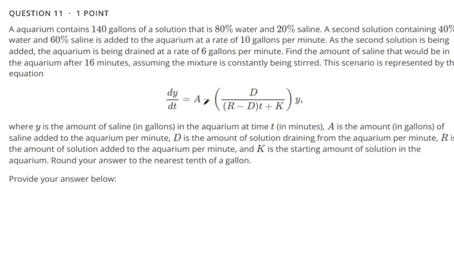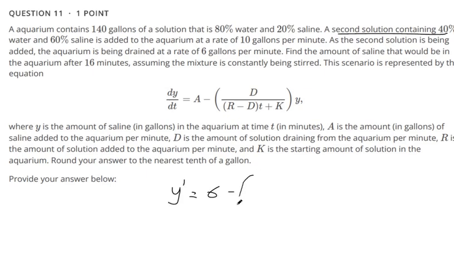Okay, so we have this differential equation, a bunch of different letters that we can quickly solve for. A is the amount of gallons of saline added to the aquarium per minute. So it says they're adding this mixture at a rate of 10 gallons per minute, but A isn't 10 because A is specifically the amount of saline added, and it says it's 60% saline. So A is 6. I'm just going to use y prime for dy/dt.